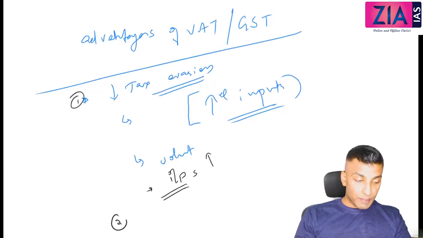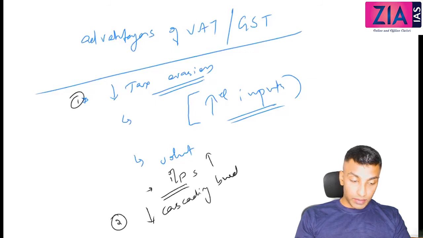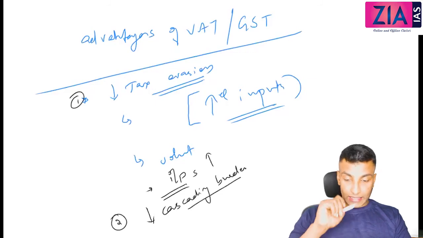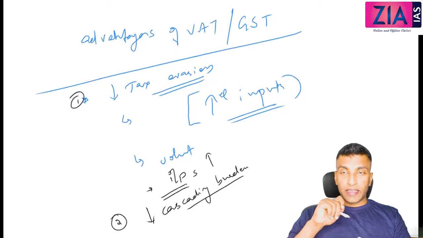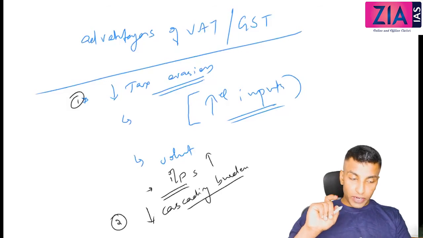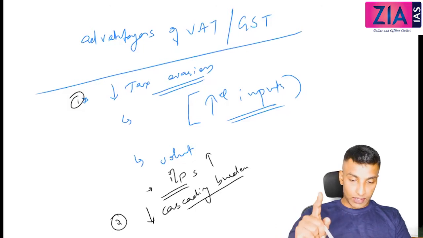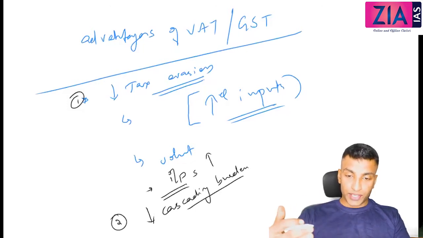Second advantage: it eliminates the cascading burden of multiple taxation. That is, each commodity will be taxed only once, and then whatever the value addition is, that will be taxed further.